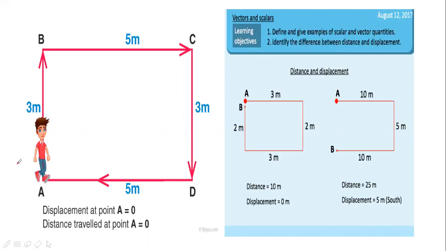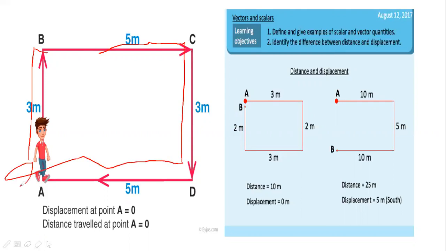But when he starts from this position, then goes to this position, then comes to this position, and then back to its original position, the initial position is this one and the final position is also this one. So displacement is 0 because the final and initial point are the same.